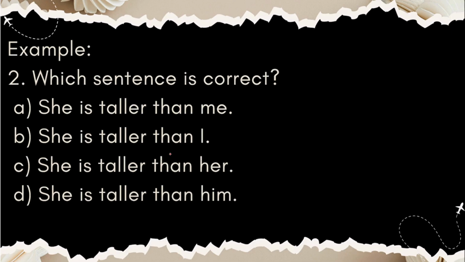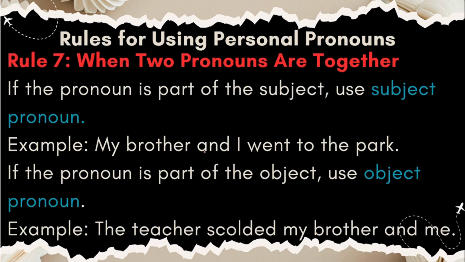What is the rule again? You remember? Comparison. We're comparing. When you're comparing, the pronoun to use is a subject. So the right answer is B. She is taller than I. Okay. So let's see the last rule I have here.